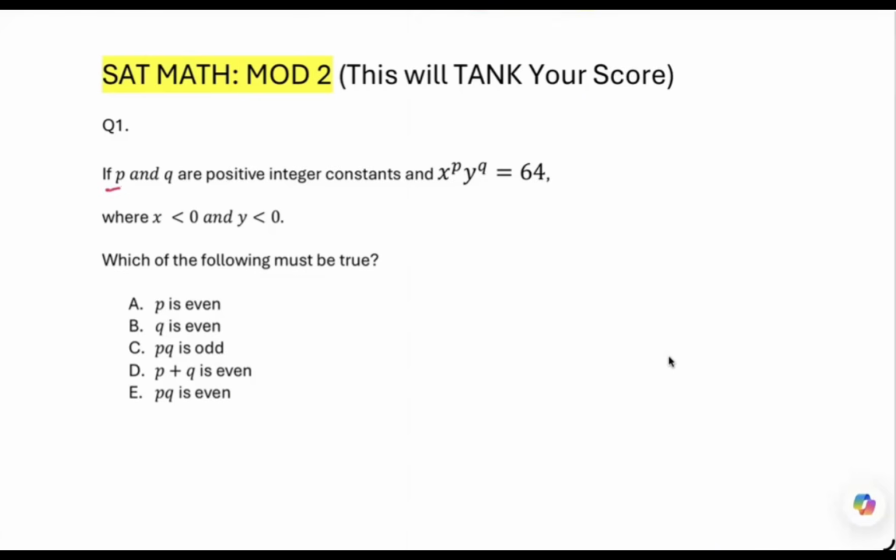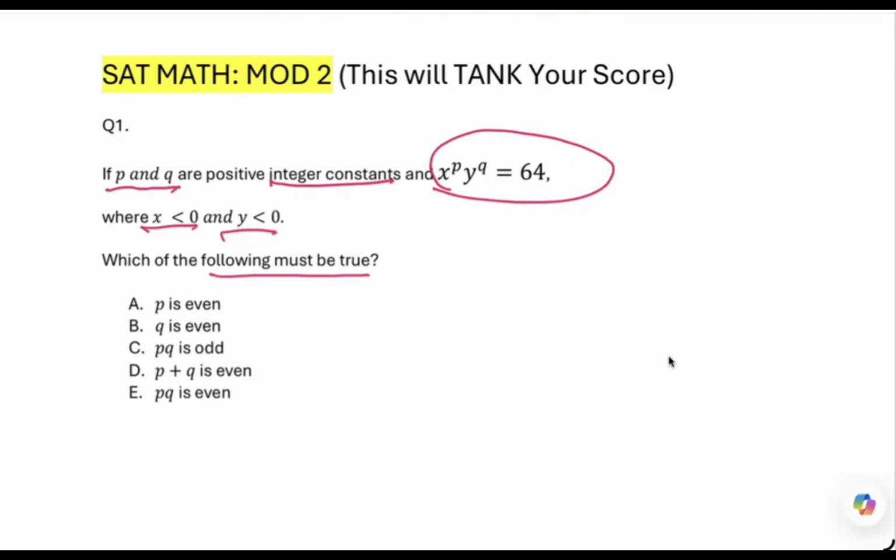First question. P and Q are positive integer constants, and they've given you this expression. They say x is less than 0, y is less than 0. Which of these must be true? You don't need any calculation. You don't need Desmos. You just have to think about it.